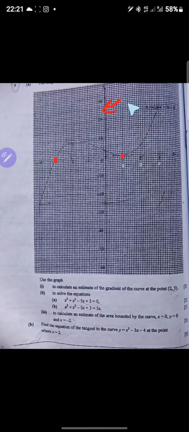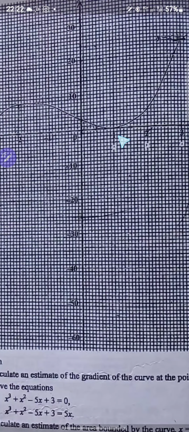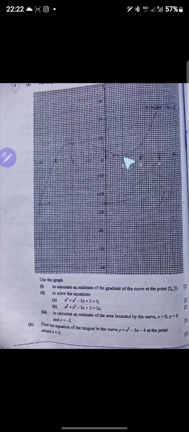So this line, the y-axis, actually is called x is equals to 0. Then this one is called the x-axis, y is equals to 0, sorry. So you just put where this curve is crossing, is touching this line here. So at this point, where it is touching, this side is -3 here, then here is 1. So your answers, you just mark those.